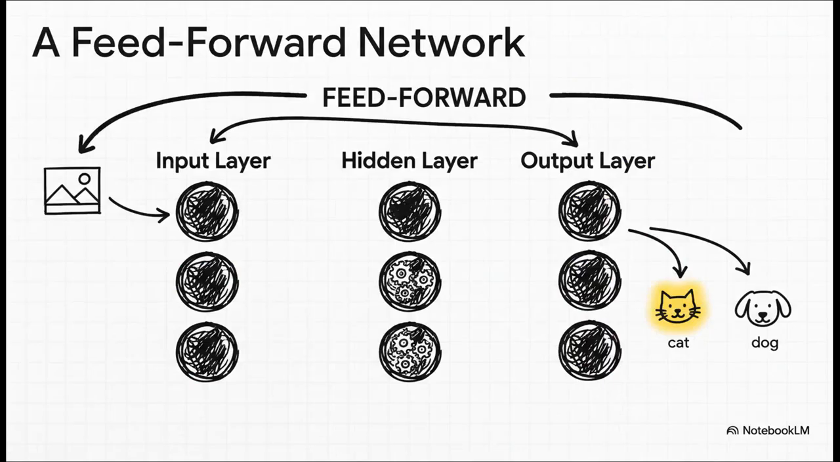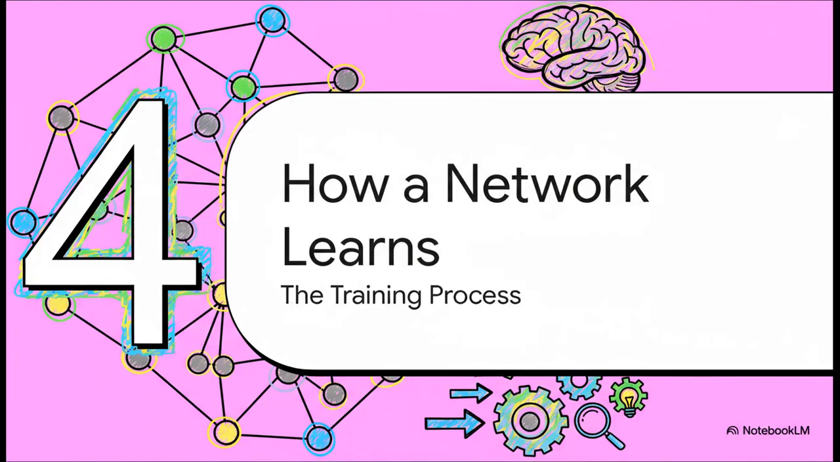Now, this shows you the most common way to set them up, a feed-forward network. It's called that because information only flows in one direction. It starts at the input layer, which just takes in the raw data, like the pixels from a photo. Then that data flows through the hidden layers. This is where all the heavy lifting and complex processing happens. And finally, it all comes out the output layer, which gives you the final answer, like cat or not a cat.